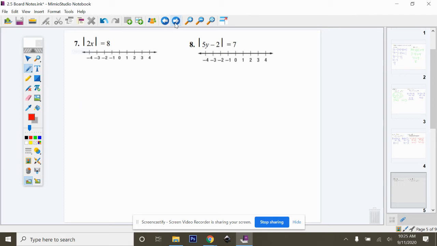For 2x equals 8, we drop the absolute value. Write it twice. The second one, change the sign on the number.